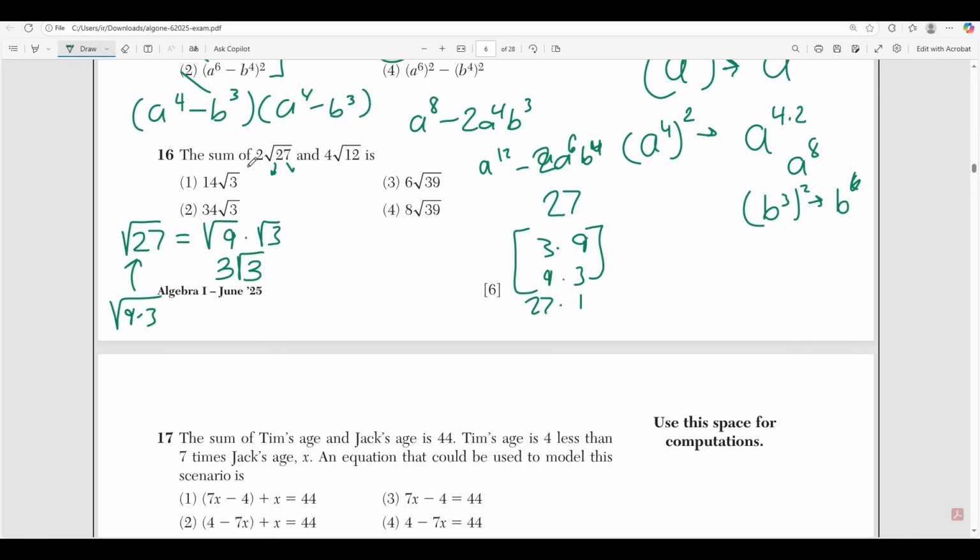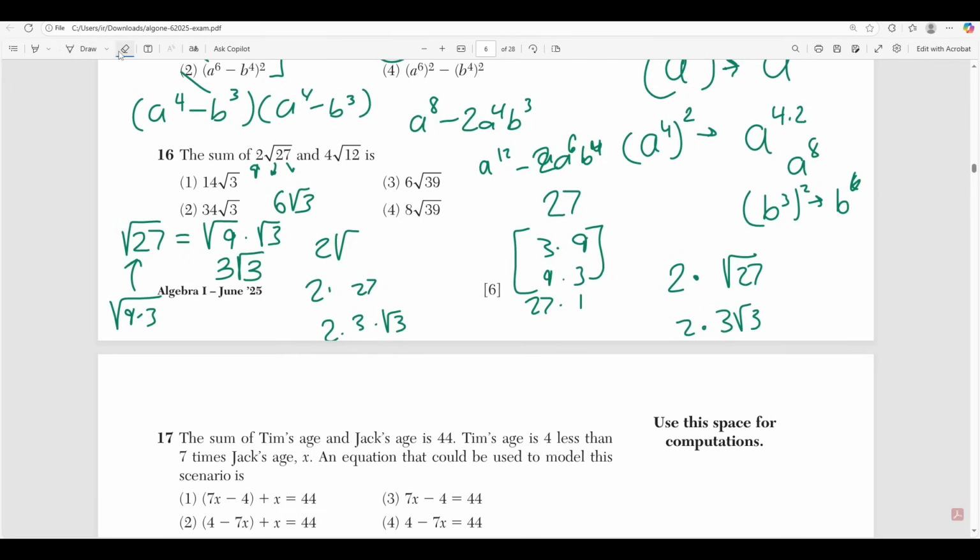But remember, 2 radical 27 is the same thing as saying 2 times radical 27. But I know that radical 27 is the same thing as saying 3 times radical 3. So 2 times radical 27 is the same thing as saying 2 times 3 times radical 3, or 6 rad 3. So the way that I don't get confused is I just separate this coefficient here, and I make sure that I know that it's 2 times whatever rad 27 is. So when I simplify rad 27 into 3 rad 3, I know that I'm just multiplying 2 times 3 outside of that. So that should be pretty simple. So now I know that I have 6 radical 3.